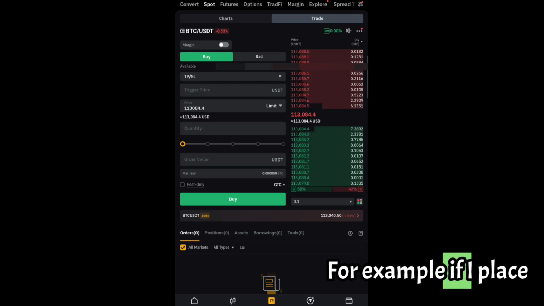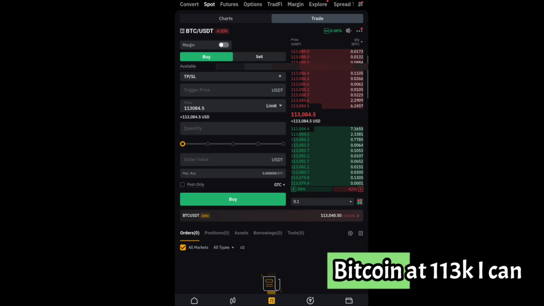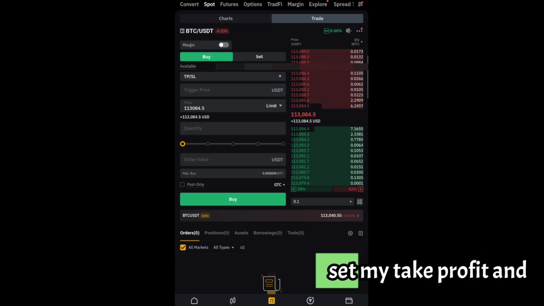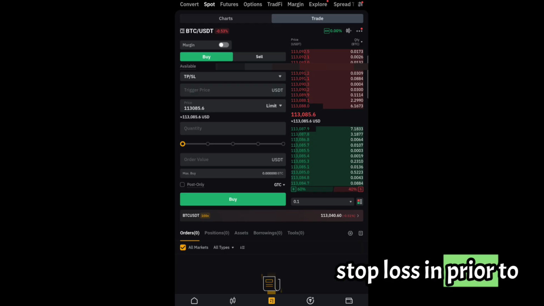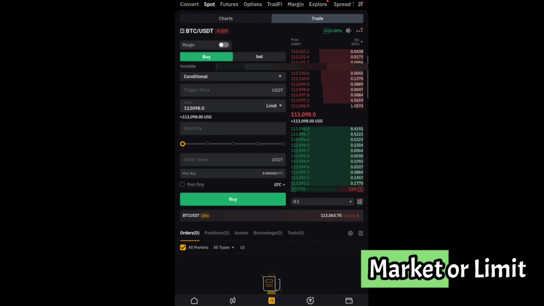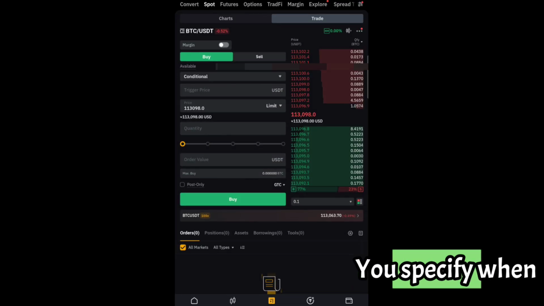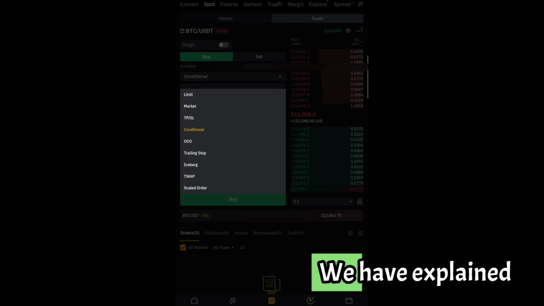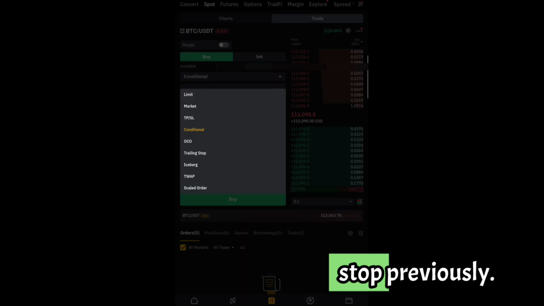For example, if I place a buy limit order on Bitcoin at 113K, I can set my take profit and stop loss prior to the trade execution. Conditional order is the same as market or limit order. You specify when your order gets triggered. We have explained OCO and trailing stop previously.